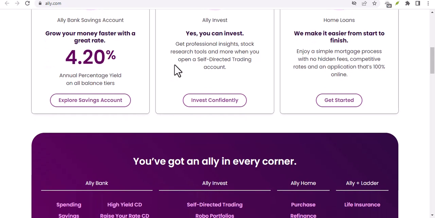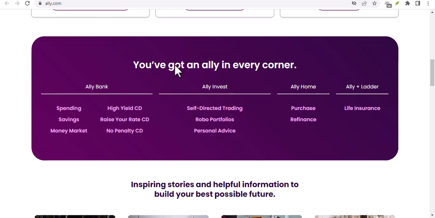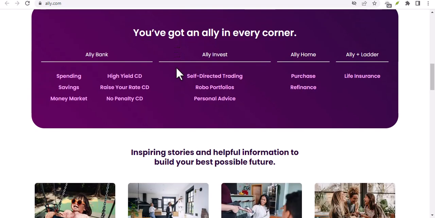And there you have it. Those are the primary ways to contact Ally Bank. Remember, while online banking offers convenience, it's essential to know how to reach out for assistance when needed.